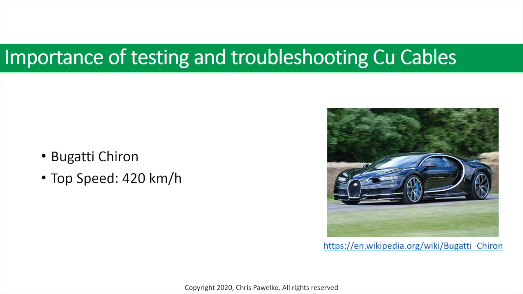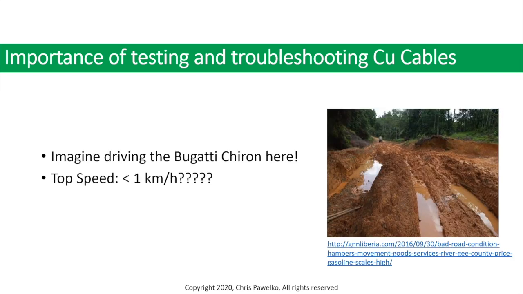Well, let's deviate a little ways away from copper cables, and let's envision this car that we see here. This is the Bugatti Chiron. It has a top speed of 420 kilometers per hour. Now, if we were to take that car that's capable of going 420 kilometers per hour, and we were running it on this particular road that we see here, we're not going to get 420 kilometers per hour. We'll probably get a top speed of less than 1 kilometer per hour on a road that's similar to this.